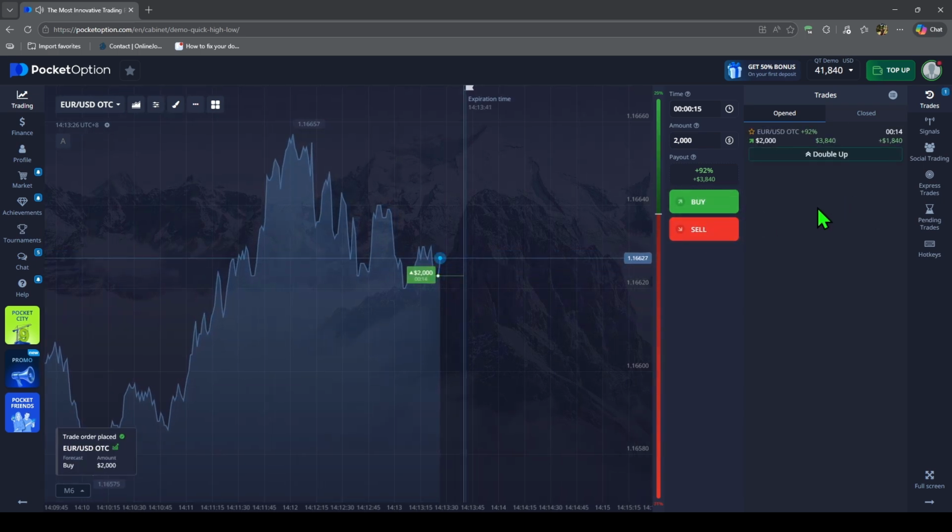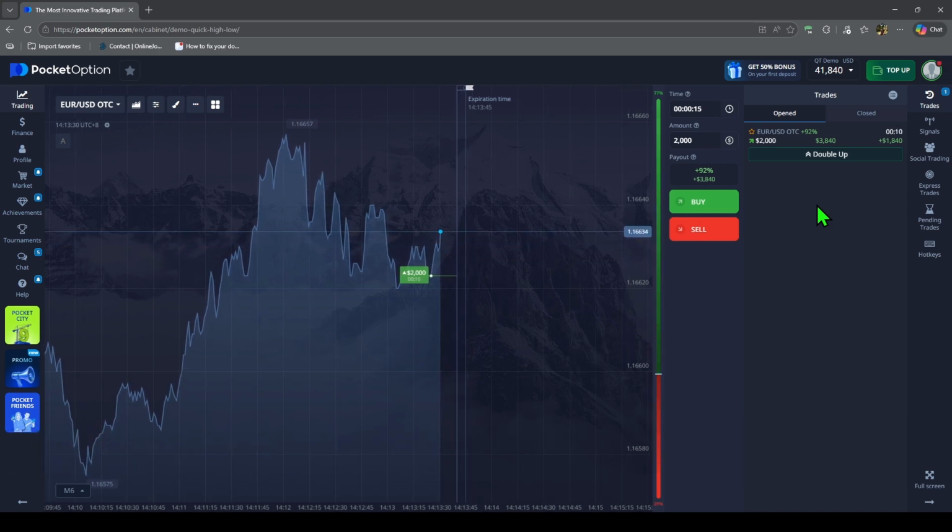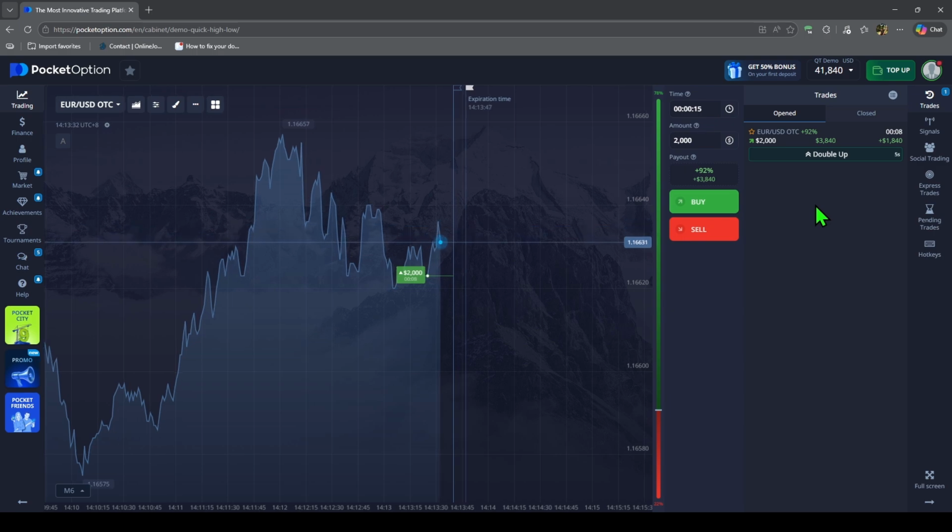The real goal is not to win every trade. The goal is to trade with discipline, control your risk, and improve your decisions over time.